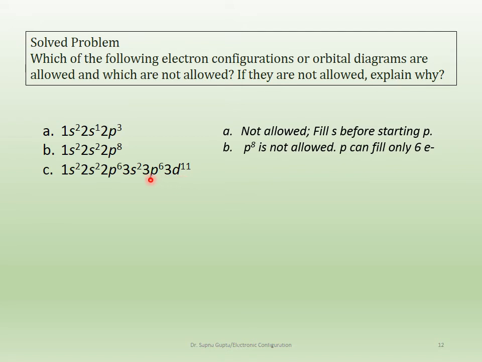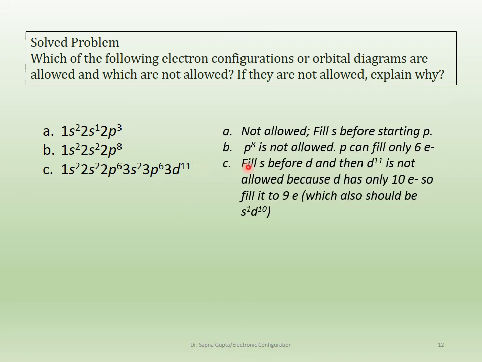So our answer here is, first of all, after 3p6, you should actually fill out 4s electrons, and then in d, you must have only 10 electrons. So first of all, fill the s before d, and then d11 is not possible because you can have only 10 electrons. You fill out to be 9, which we also know has to be an exception because d should be either 10 or 8, not 9. So then our configuration is actually 4s1, 3d10. Yes, this was a little bit more complicated than the first two.